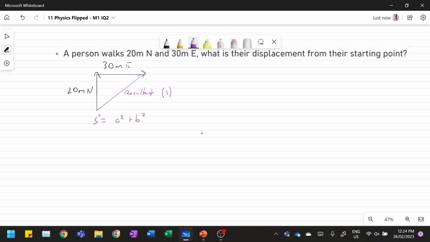I'm also going to, as I substitute in, just square root both sides to make S, not S squared, the subject. So that's going to be the square root of 20 squared plus 30 squared. And that's going to be equal to 36 meters.